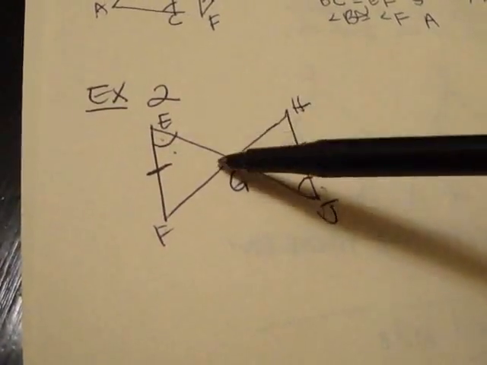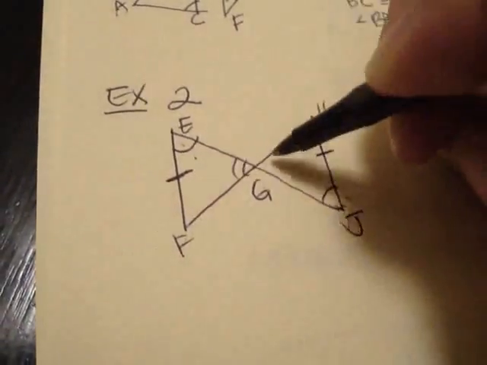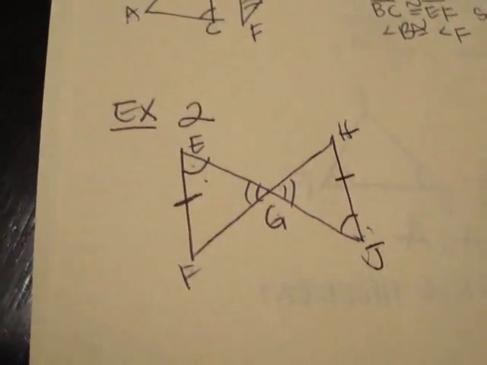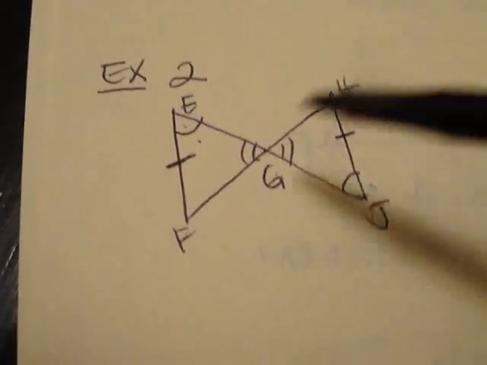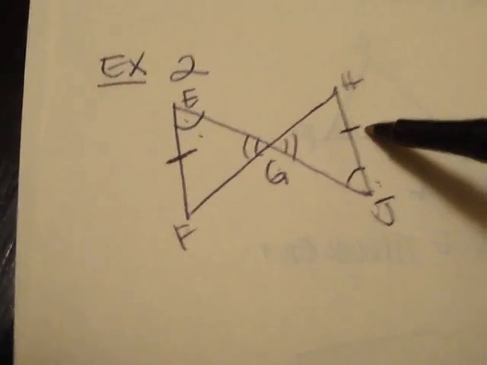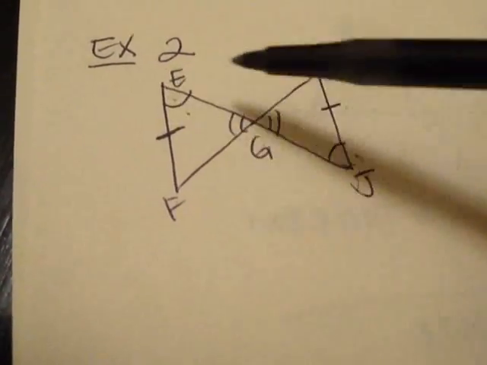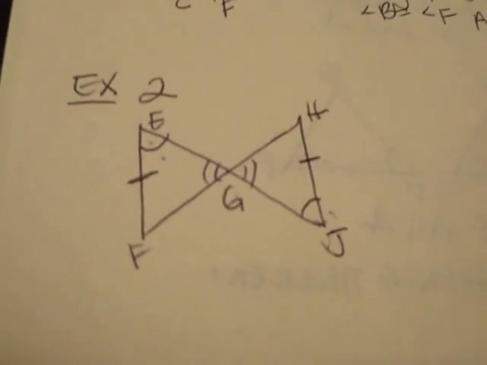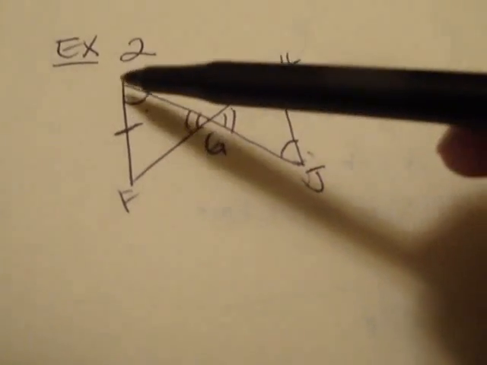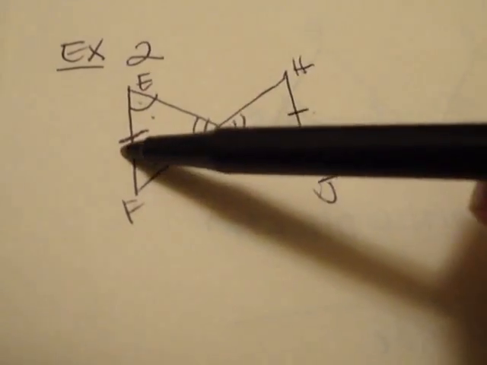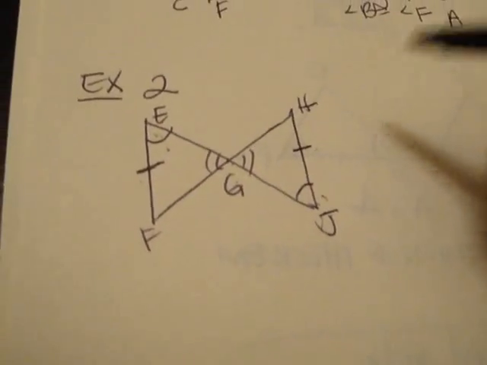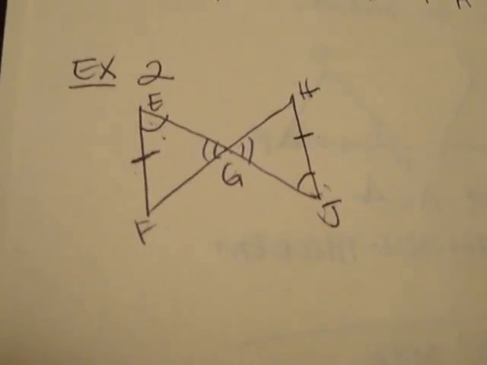So we have 2 pairs of angles, excuse me, that are congruent to each other, and a side that's congruent to each other that's not included between the 2 angles. So the postulate that we would use then to prove that these 2 triangles are congruent is angle, angle, side. I'm going to go ahead and write down the corresponding parts again, and then write down the congruent statement.